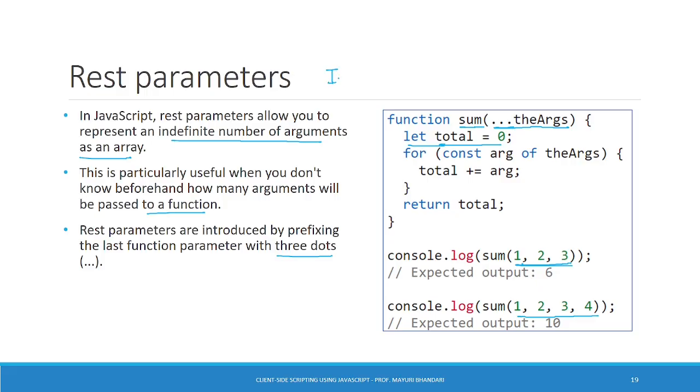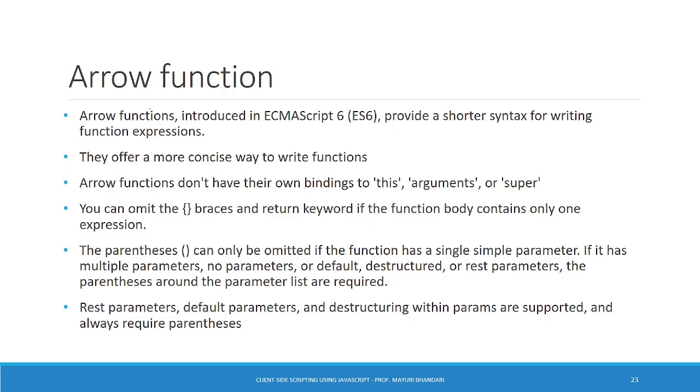Rest parameter and arguments objects are again important topics from an exam point of view. Programs can also be asked based on rest parameters and the arguments object. Now let us see arrow functions.